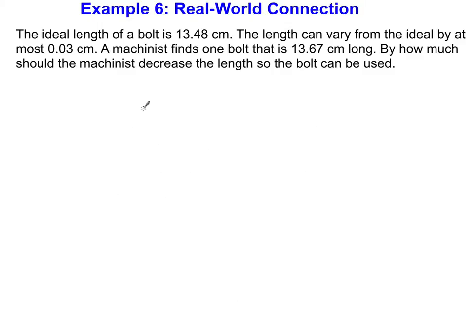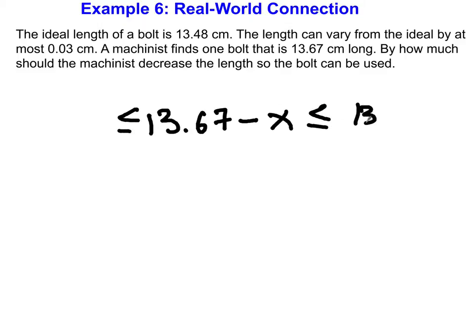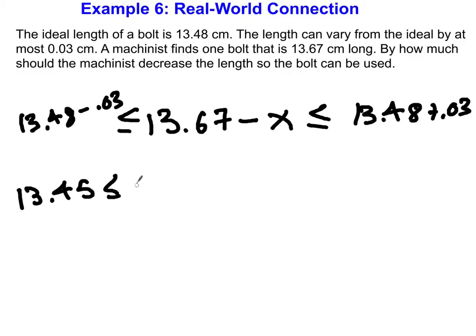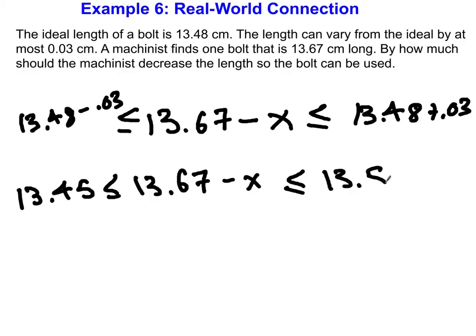Let's do that algebraically so that we can see. You have a bolt that is 13.67 centimeters long. You need to cut off some amount, but it has to be within some range. It can be within 13.48 plus 0.03 to 13.48 minus 0.03. If it's smaller than this, it's too small. If it's bigger than that, it's too big. So it has to satisfy this equation. We've already figured that this is 13.45. And we figured out that this is 13.51.